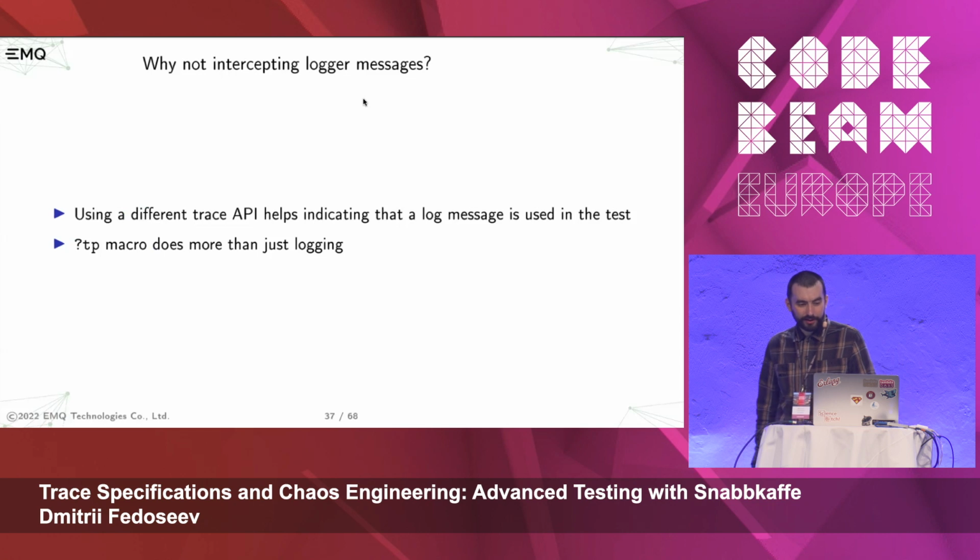An often asked question, why don't we just intercept logger messages? The answer is that using a different trace API helps indicating what a log message is used by the tests, because usually programmers don't expect that changing a log message can break the tests. Also, trace point macro does much more than just logging, and this is something we will discuss later.